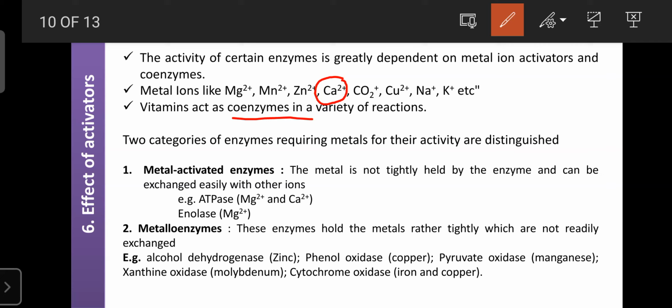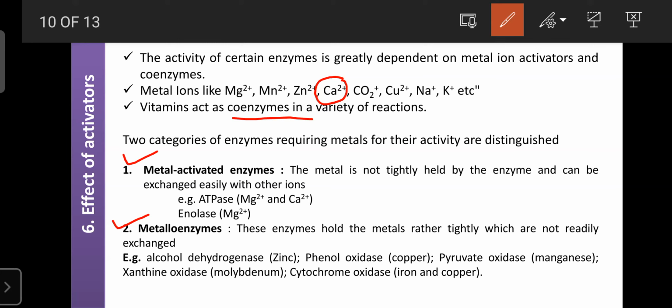On the basis of metal ion activators, the enzymes are mainly categorized into two types. One is the metal activated enzyme. Here the metal is not tightly held by the enzyme. Easily it can transfer from one substrate to another substrate or from one product to another product. It cannot be held. Whereas metalloenzymes hold the metal tightly. They do not permit easy exchange, and such enzymes are known as metalloenzymes.